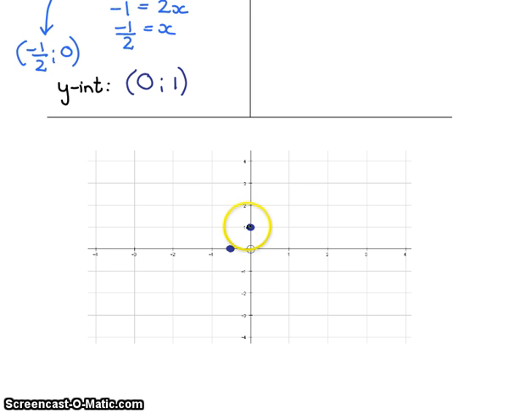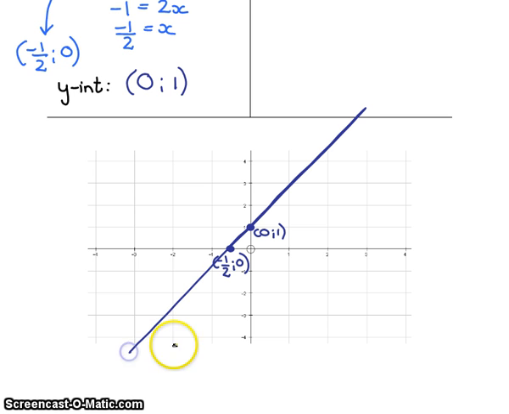Even if there's a 1 that denotes that this is the point where y is 1, I would encourage you to actually write the coordinate down. And with our x-intercept, it's especially important because it's halfway on the axis with nothing to say that it might be negative a half, so it's very important. We then just take a ruler and join the dots.